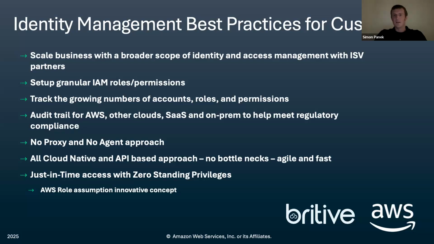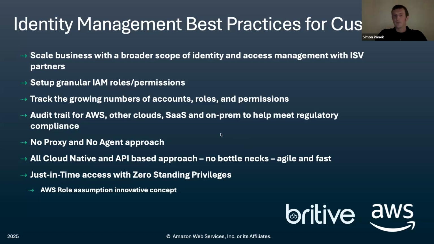Second, you should set up granular IAM controls and permissions. You should be providing roles with specific access that are scoped to the requirements of a task and timely scoped so that that permission is not persistent. Additionally, you should be tracking the growing number of accounts, roles, and permissions so that you know at all times which users and identities have access to which resources.